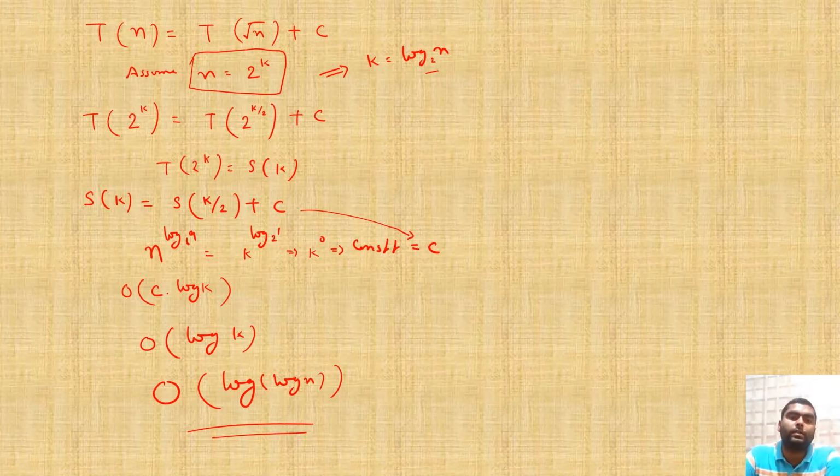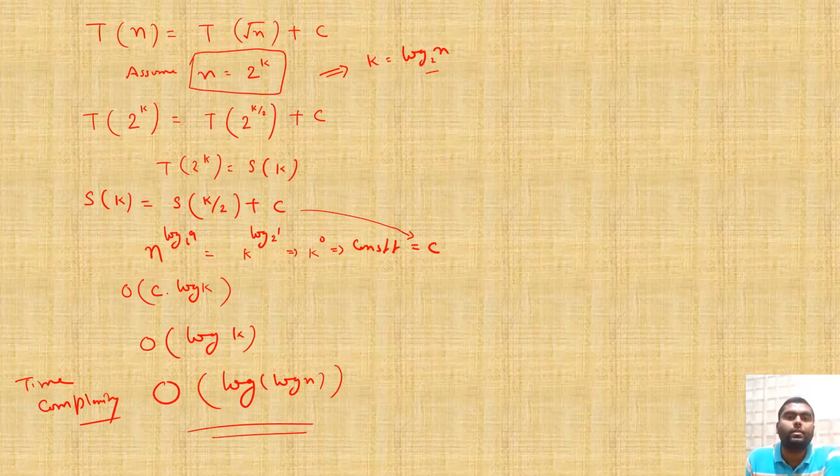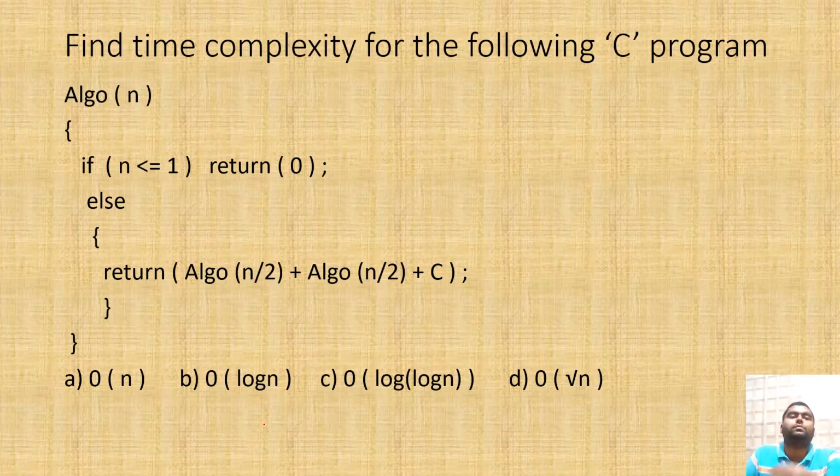So what will be the time complexity? This is going to be the time complexity for this particular recurrence relation. Okay, so what is the answer? The answer is going to be the C part, that is order of log. I hope that this is clear to you people. Now let us solve some more questions.